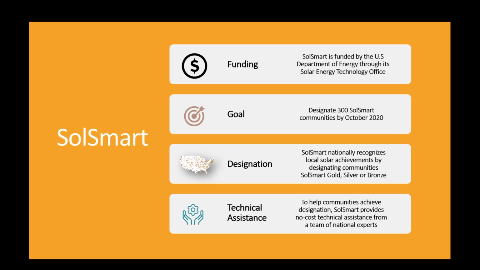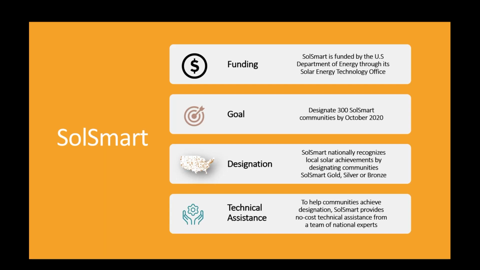SolSmart is funded from the Department of Energy's Solar Energy Technology Office. We have a goal of designating 300 SolSmart communities by October of 2020. We're well on our way to that goal, and hopefully we'll be able to achieve it at least a year early.